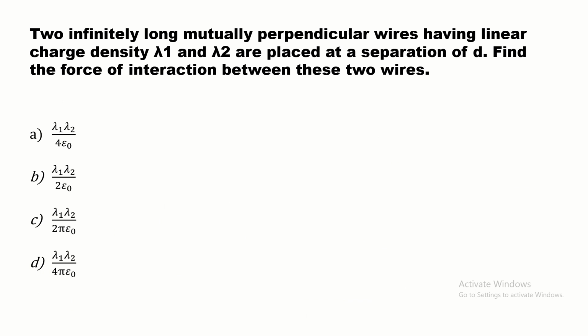Next question. Two infinitely long mutually perpendicular wires have linear charge density lambda 1 and lambda 2 and are placed at a separation of D. Find the force of interaction between these two wires. So we have two mutually perpendicular wires and they are placed at a separation of D, each having density lambda 1 and lambda 2. So let's say if this is one of the wires and the other wire is a distance of D from here, so the other wire would be going inside the plane or outside the plane because it's infinitely long.